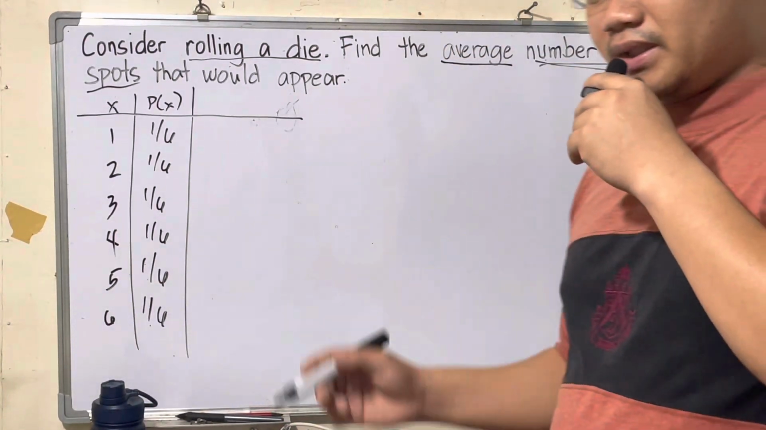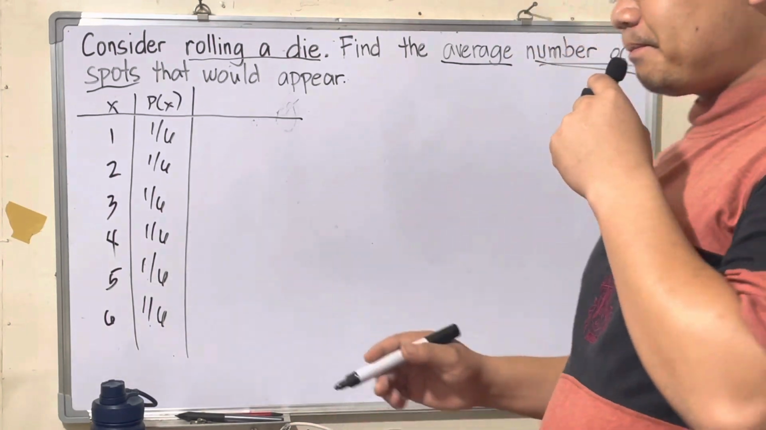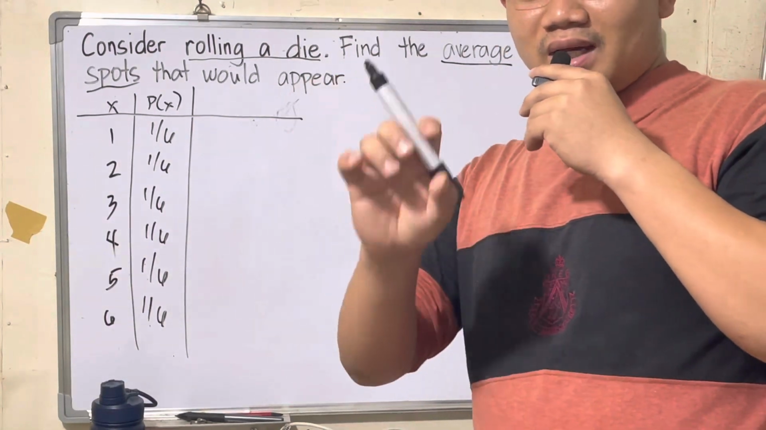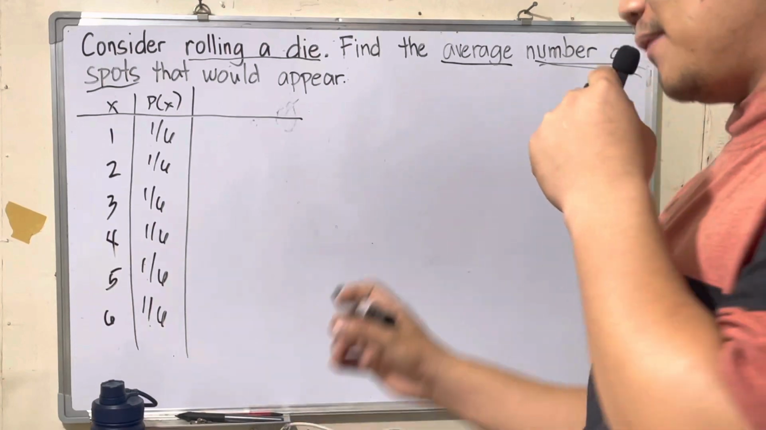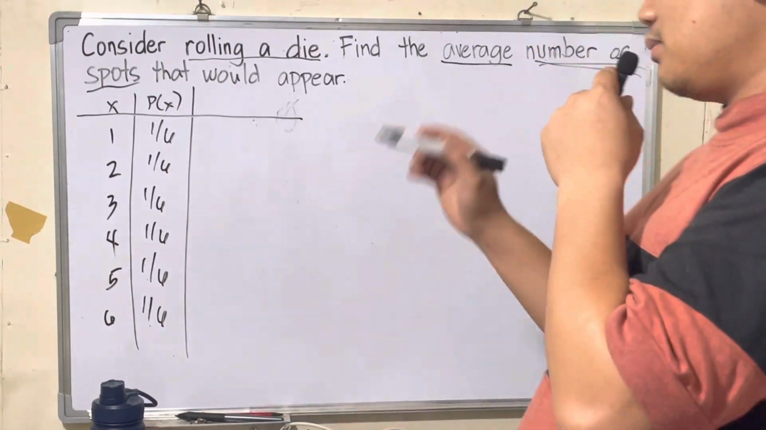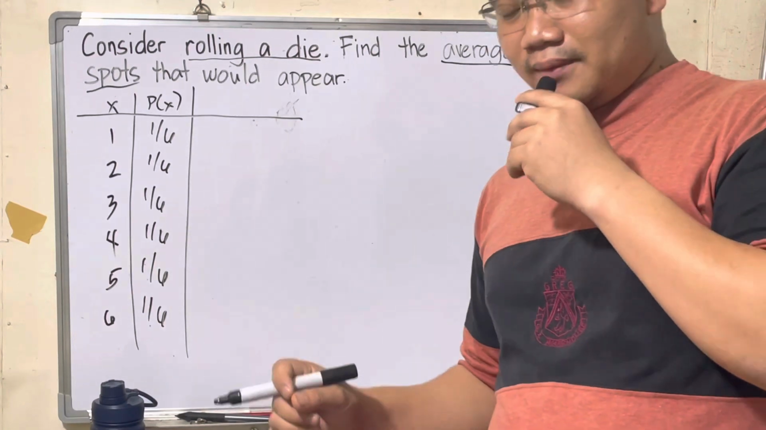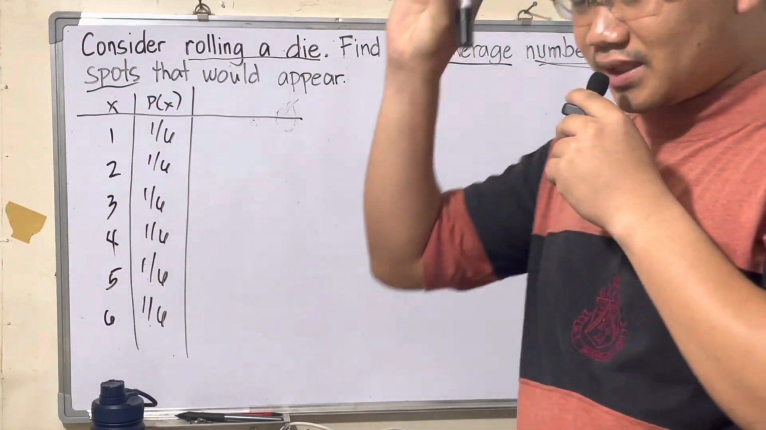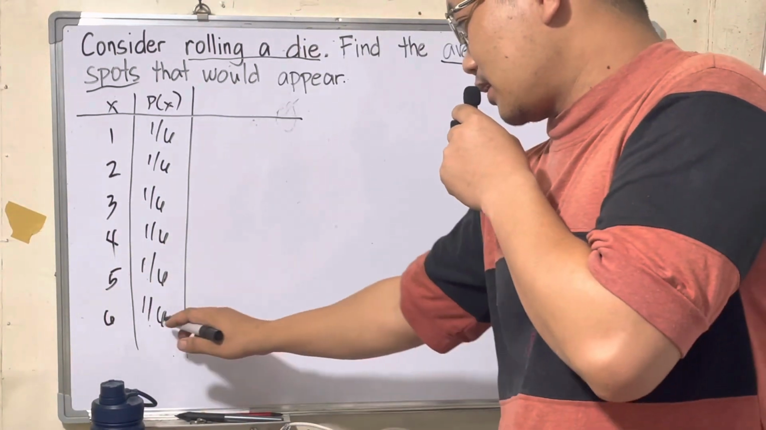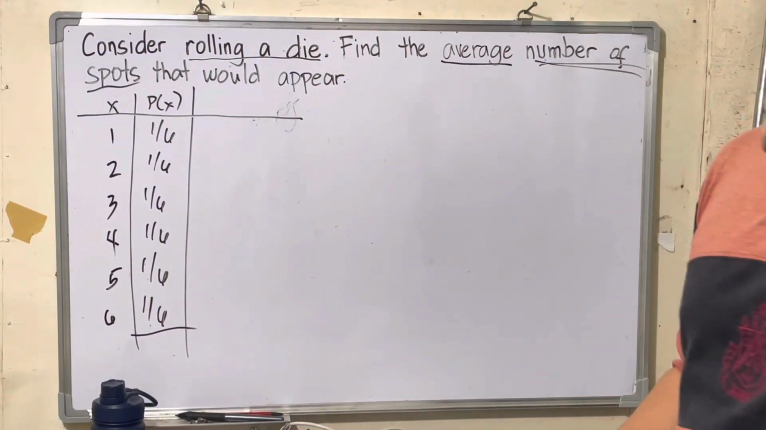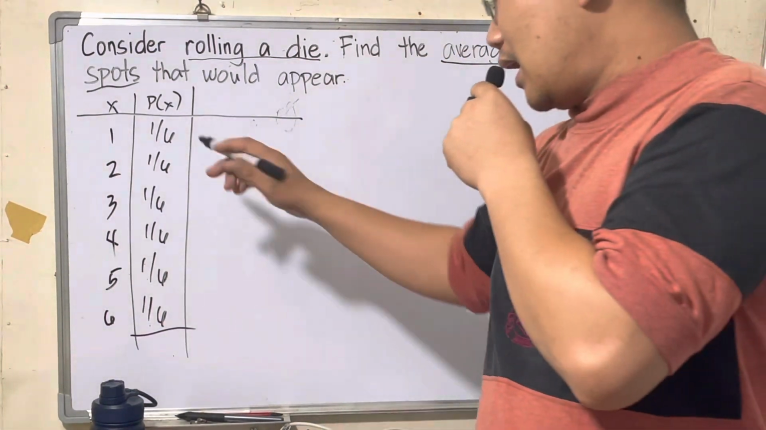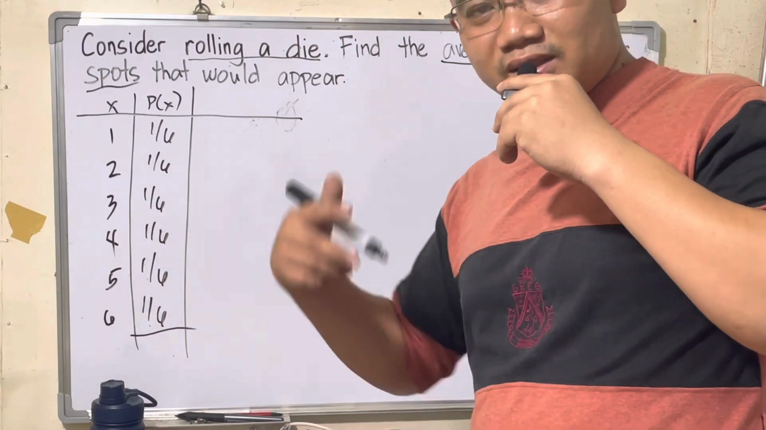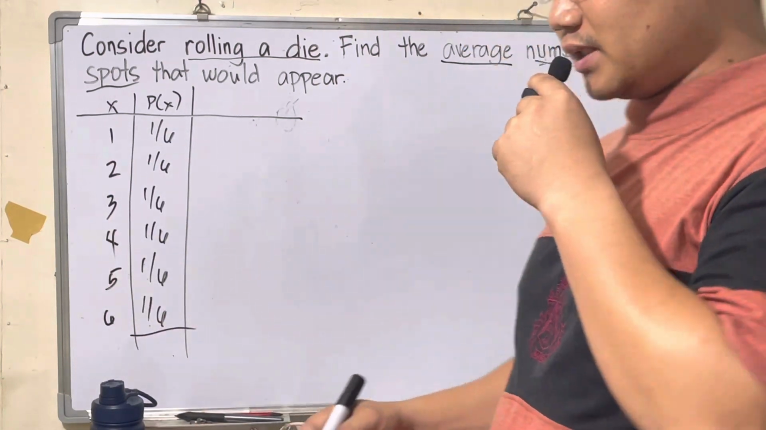Tandaan, the properties of the probability distribution are: number 1, the probability is in between 0 to positive 1. So lahat ng probability sa probability distribution is in between 0 to positive 1. And property number 2, if we add the sum of all the corresponding probabilities, the answer is 1. So tandaan, lahat ng corresponding probability, pag i-add natin, that is always equal to positive 1.